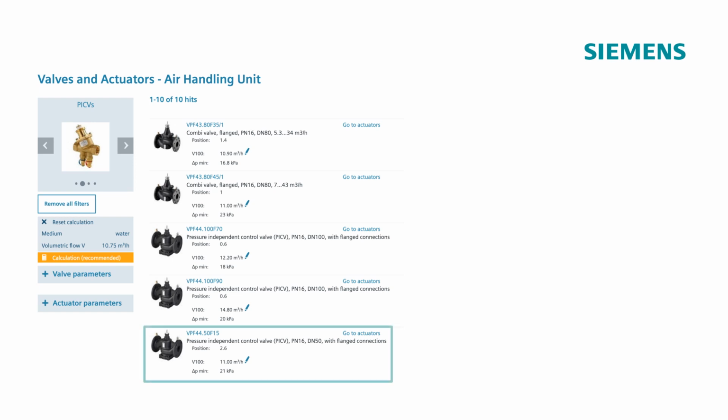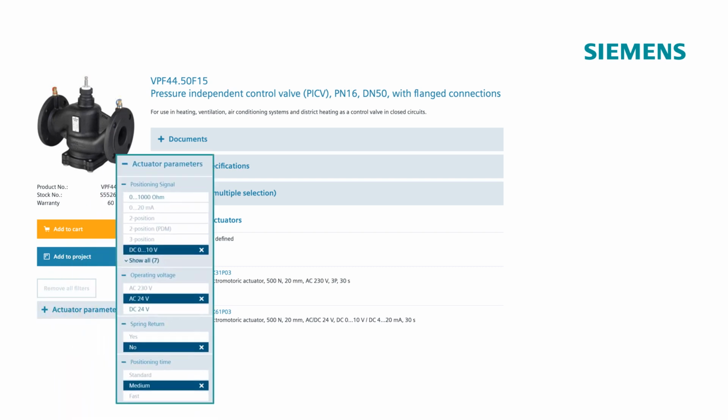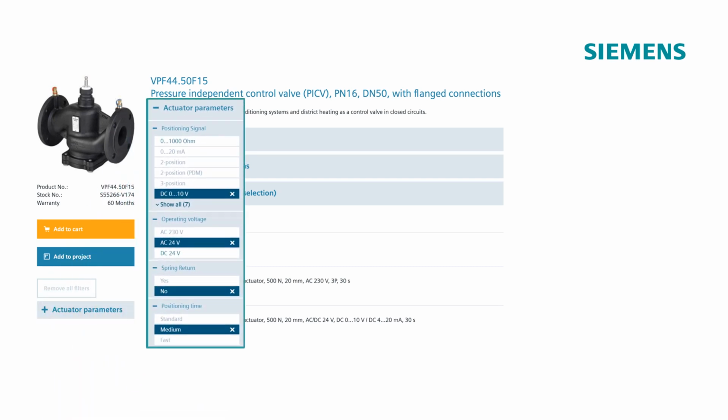We select the valve VPF44.50F15 with linear characteristic. Now, select the appropriate actuator for this valve. Here, a select list of suitable actuators is also provided. Now the desired parameters for the actuator must be provided, such as positioning signal, 0 to 10 volt. Operating voltage, 24 volts. Positioning time, medium, that means 30 seconds. And so on.